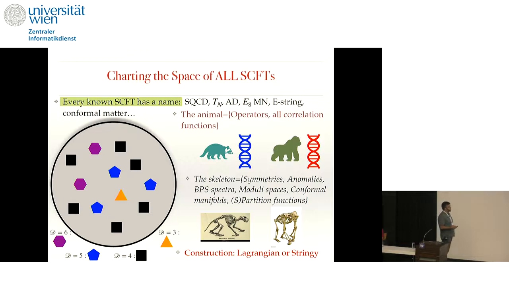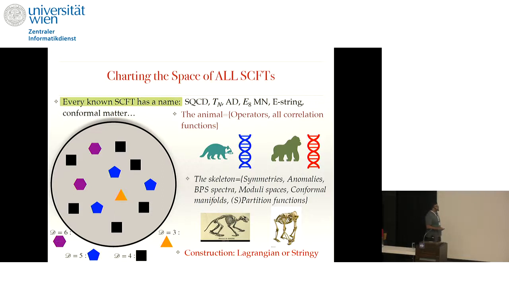by specifying the spectrum of all of the operators and all of the correlation functions, but typically this is not something we can operationally do. So we define things through some skeletal information: some symmetries, anomalies, BPS spectrum, moduli spaces, and so on. This does not capture the full information about these animals, these theories, but it captures some essential information. And typically by defining the theory, that's what I would mean, defining some skeletal information.